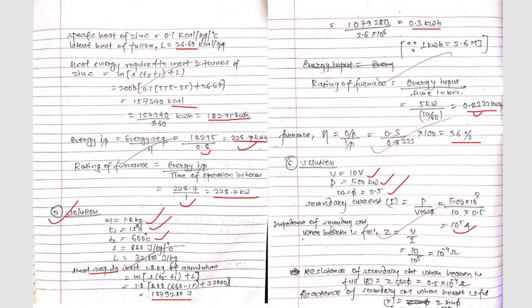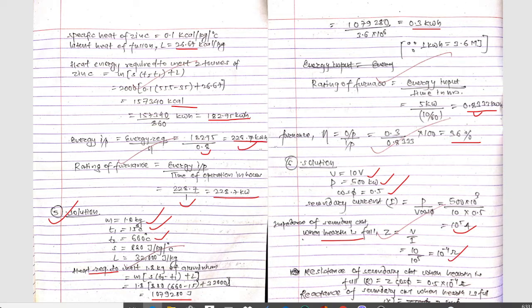Now impedance of secondary circuit when hearth is full. So at the condition when the hearth is full, we have Z equals V upon I, and V is 10 volt, upon I is 10 to the power 5 ampere given. So 10 to the power minus 4 ohm.